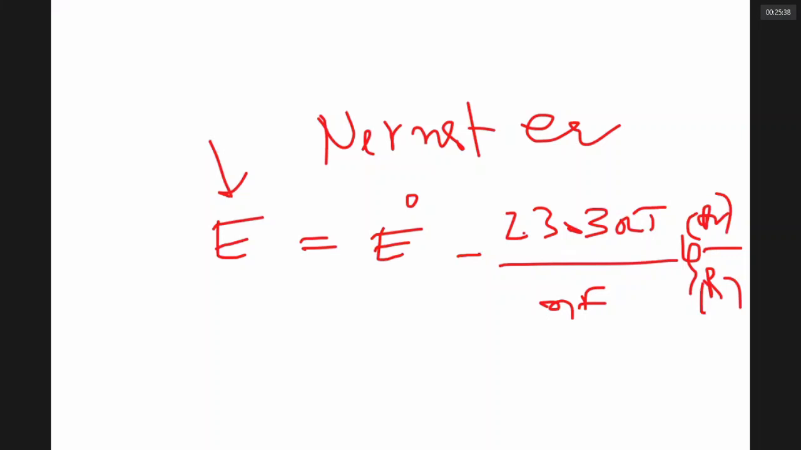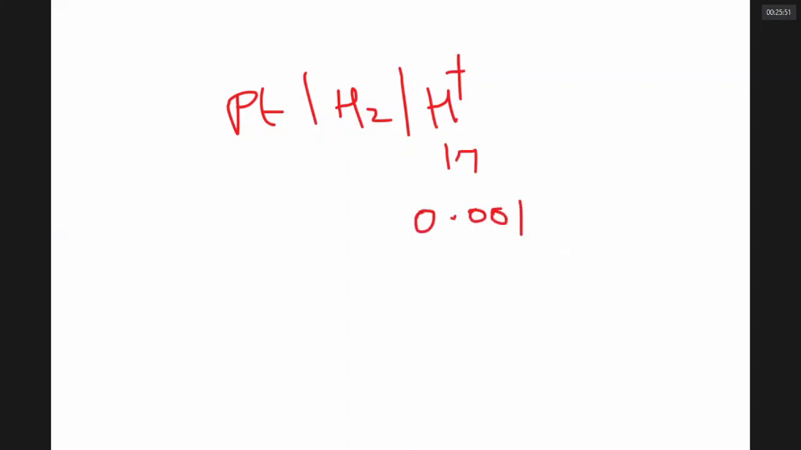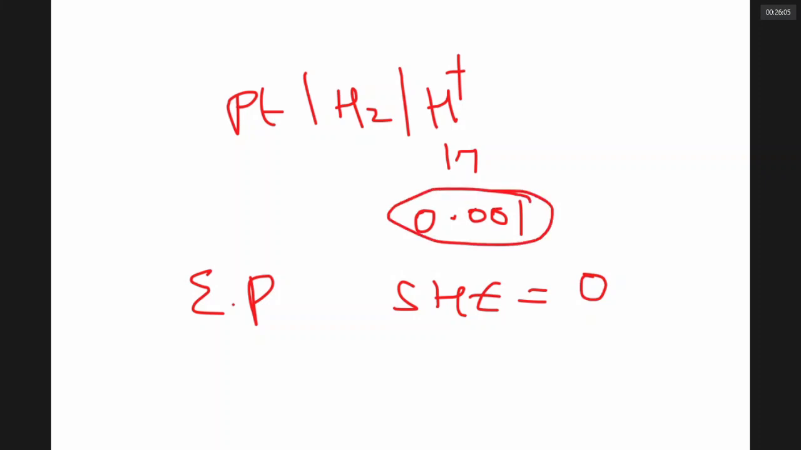There can be questions based on this. In a hydrogen electrode, I am taking hydrogen and H plus at 1 molar. Suppose I take the H plus concentration as 0.01 molar. What happens to electrode potential? For the standard hydrogen electrode, potential is always 0. But I want to decrease the concentration of H plus. Then what happens to the electrode potential?